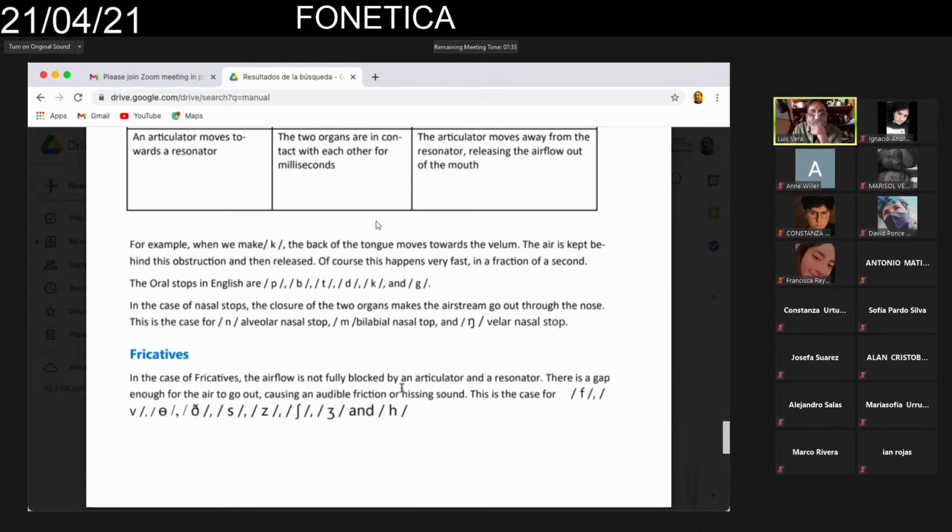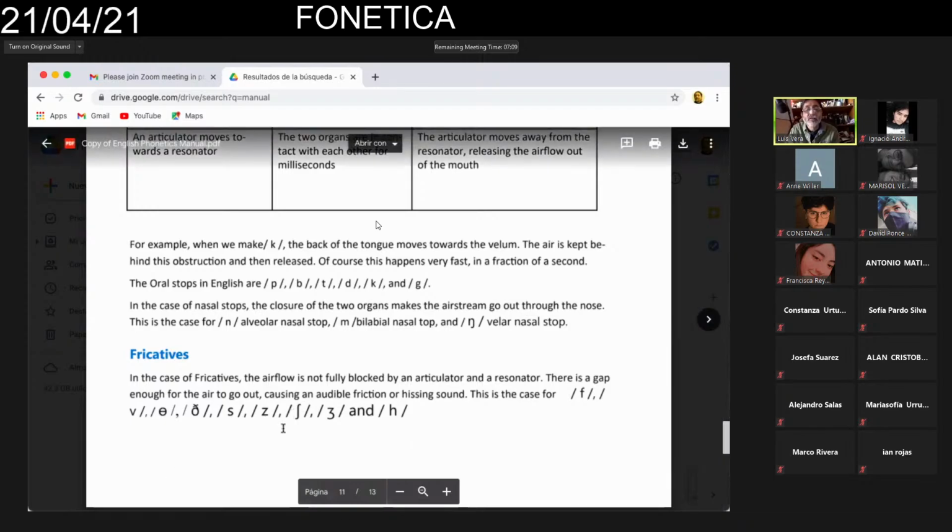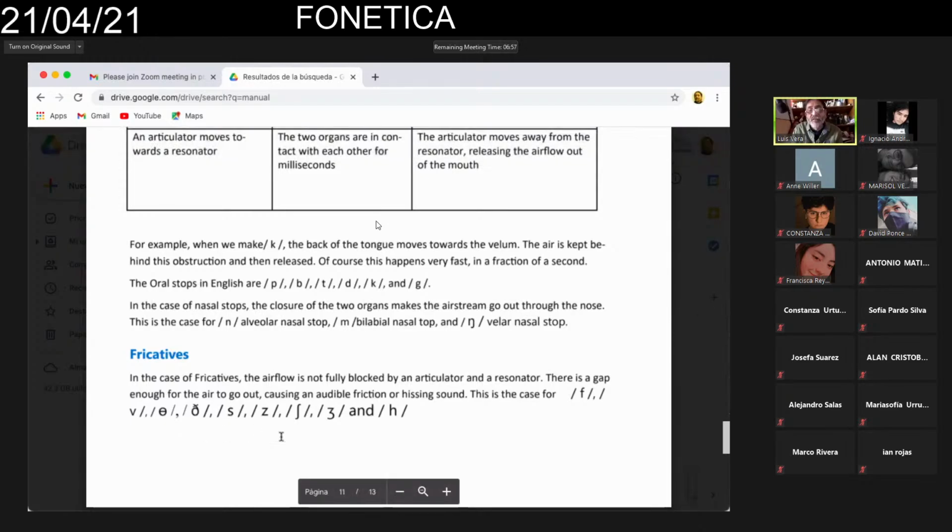Fricatives. In the case of fricatives, the airflow is not fully blocked by an articulator and a resonator. There is a gap enough for the air to go out, causing an audible friction or hissing sound. This is the case for v, s, z, sh, zh, and h. Again, v, s, z, sh, zh, and h. Do you understand? Those are the fricatives, finally.